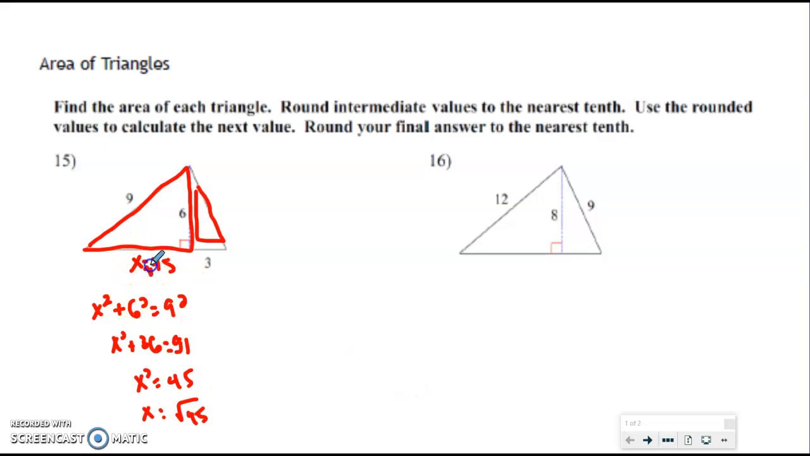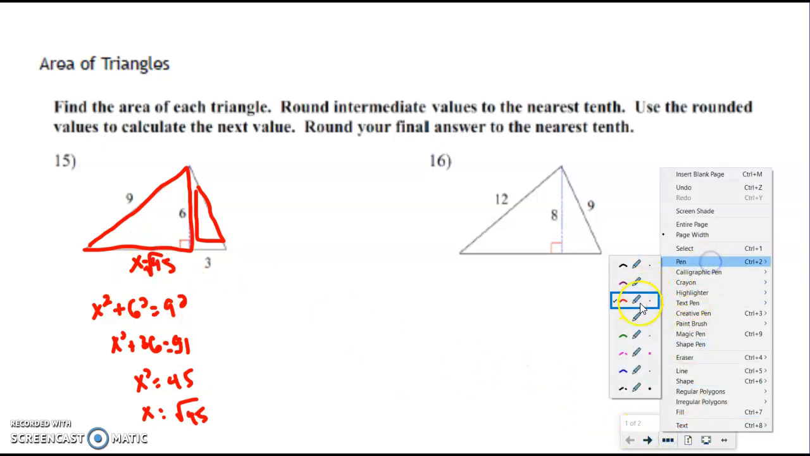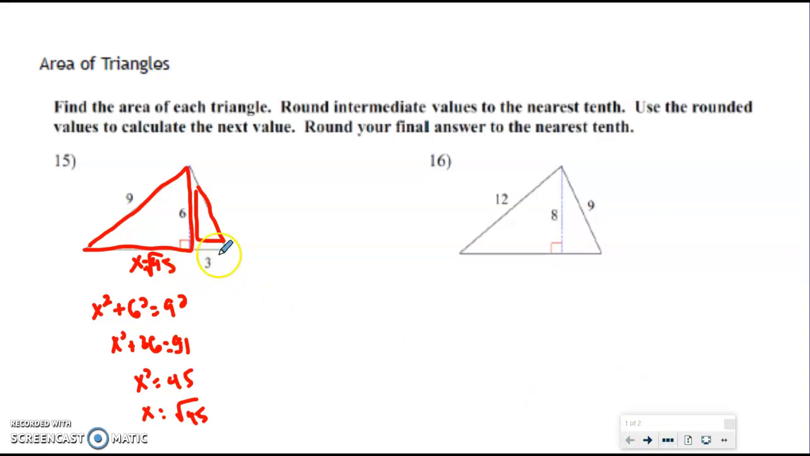Okay? So what I want to do is find the area of this triangle overall. I'm going to take half of the height of that first triangle, 6, multiply it by the square root of 45, and then I'm going to add half of 6 times the base, which is 3.